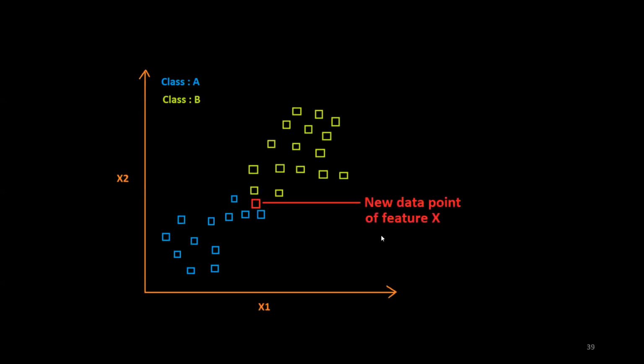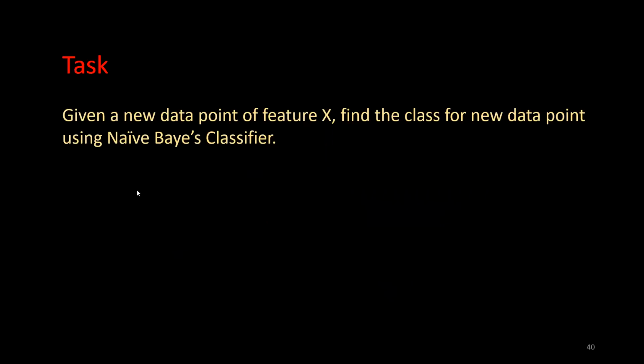Now a new data point of feature X comes into our data set. Here is the new data point, and the feature of this data point is X. Basically, this is the feature matrix of this data point X. Now our task is to identify which class this new data point belongs to, and we have to use Naïve Bayes classification for that. So this is our task: given a new point of feature X, find the class for the new data point using the Naïve Bayes classifier.